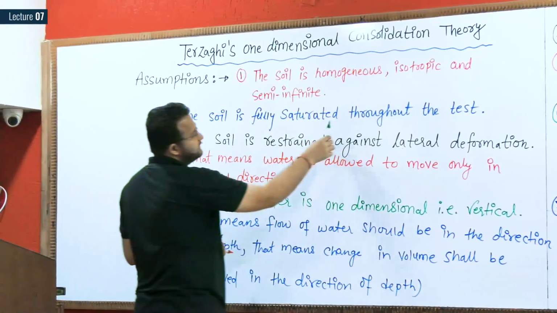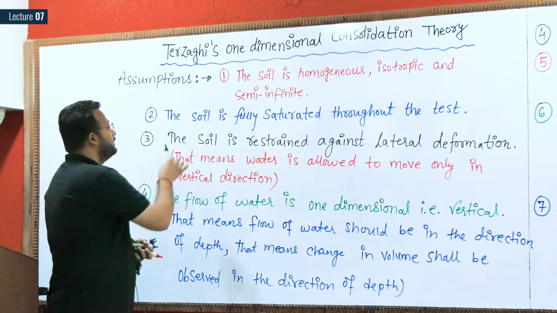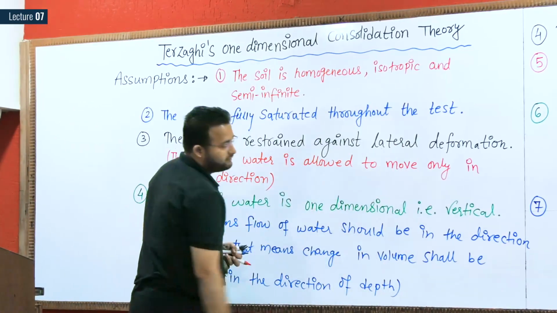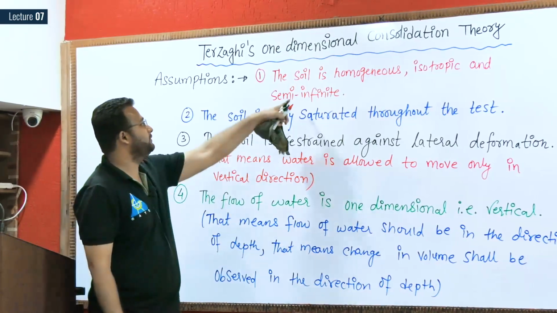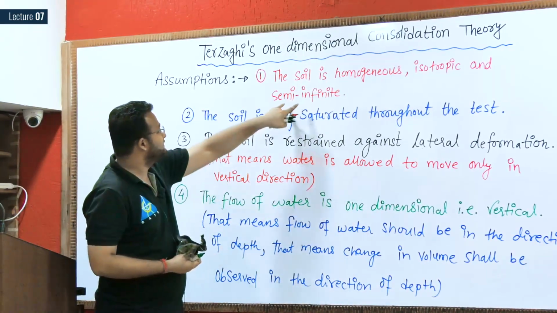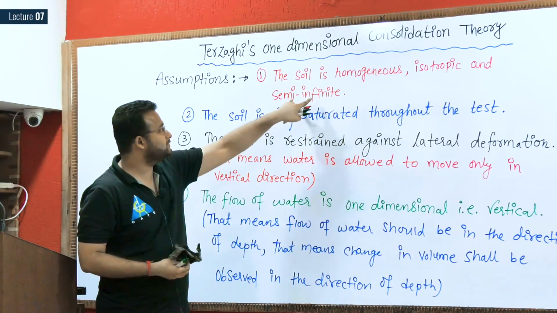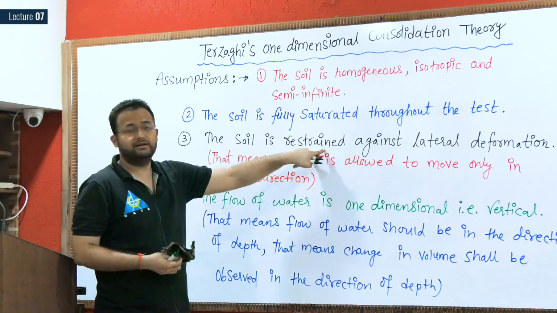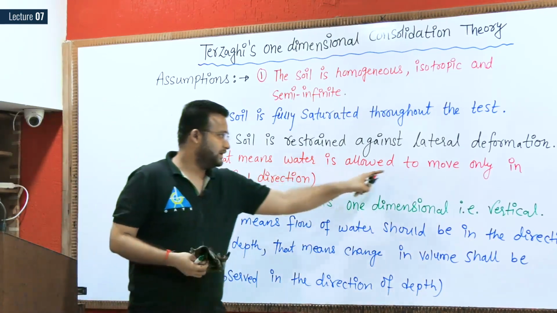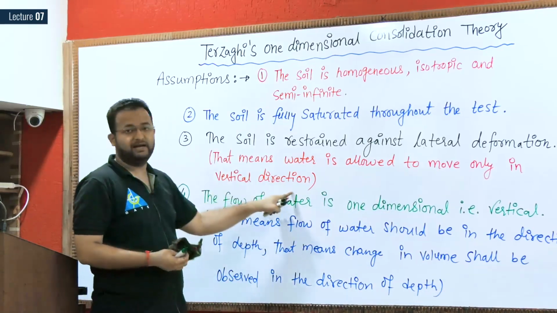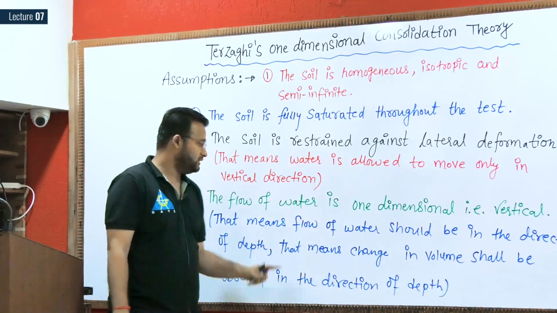The soil is fully saturated throughout the test. Already we have discussed about it. The soil is restrained against the lateral deformation. We have discussed we do not want lateral deformation because the soil is semi-infinite. So to make the soil semi-infinite, we have laterally restrained our soil sample. That means water is allowed to move only in vertical direction. We have discussed. The flow of water is one dimensional, that is vertical.